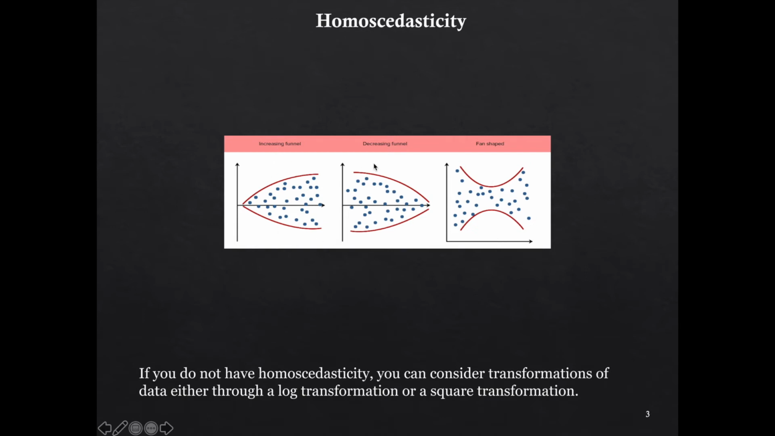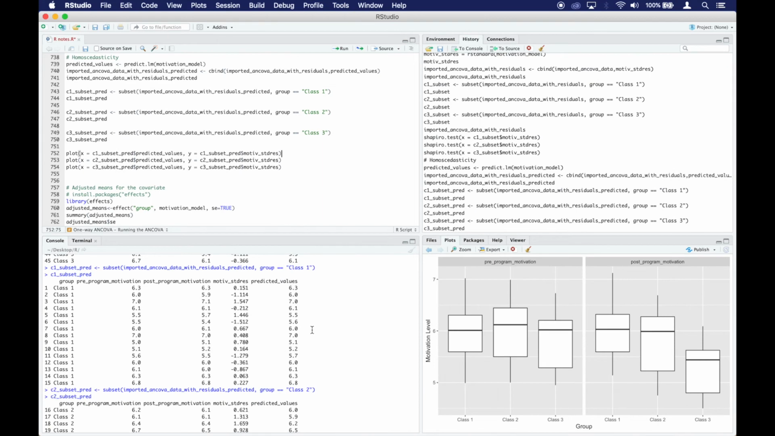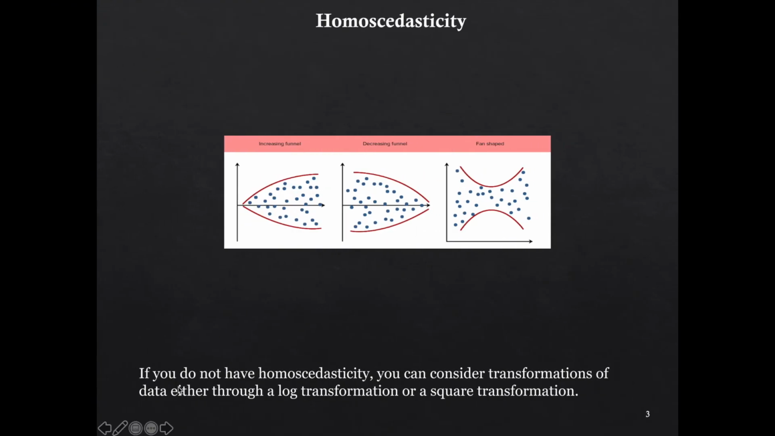Here you see three different kinds of patterns that can be troublesome and might mean that you need to do a different kind of test other than a regular ANCOVA. So if we see one of these shapes, it's cause for concern and a reason to maybe change what kind of test we're doing. And if we don't have homoscedasticity, we can also consider transformations of the data, through a log transformation or a square transformation.